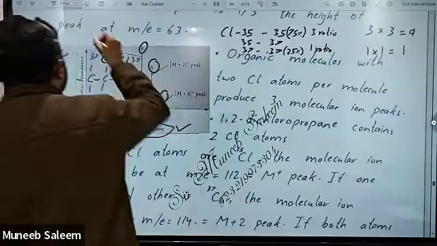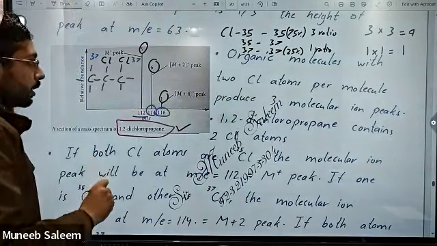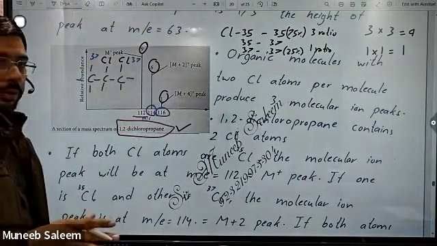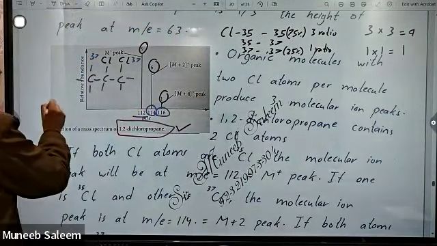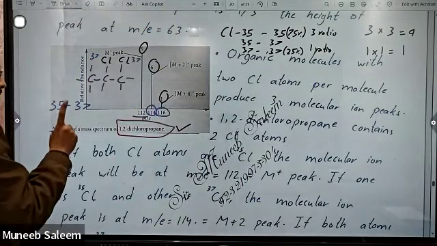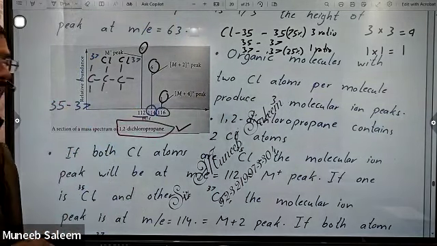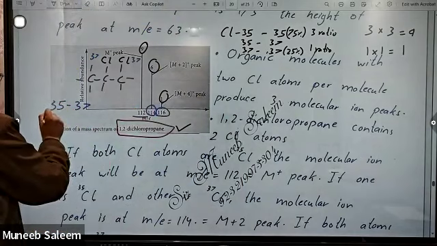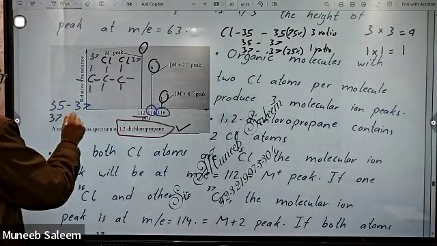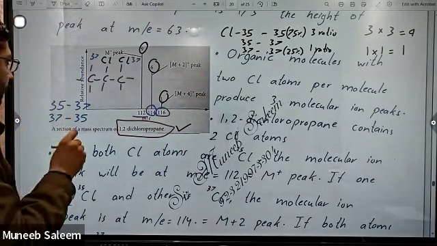Now what about 6? How is 6 there? You know that chlorine 35 and 37 both are present, but it is not like that. It is basically 35, 37. In one case, the first chlorine was of 35, the other was of 37. In the other case, the first chlorine was of 37 and the other chlorine was of 35. So that's how it is shown.